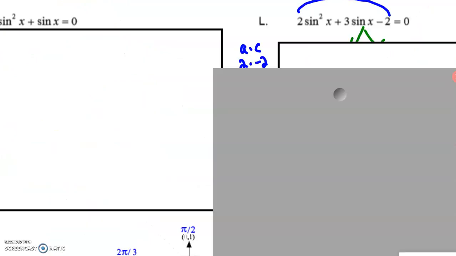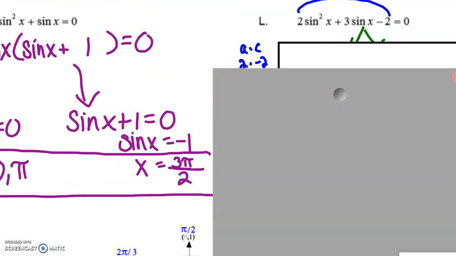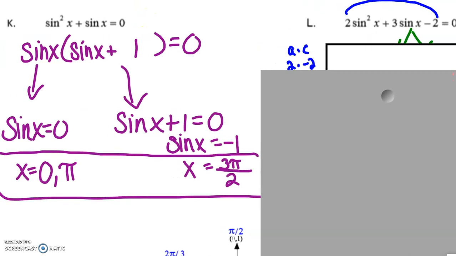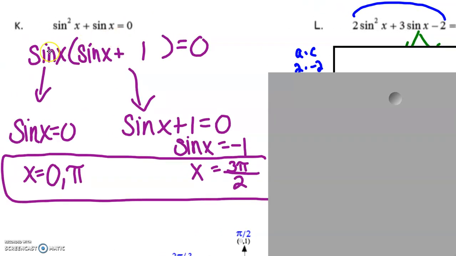All right, last two. You're going to have to factor for these. So sine squared x plus sine x equals 0. I can factor out a sine. When I factor a sine out, I'm left with sine x plus 1. Think about if you multiplied that back in, you'd get what you started with. So you just have to evaluate both of these. So your first one would be, I'm going to set sine x equal to 0, and then I'll set sine x plus 1 equal to 0.